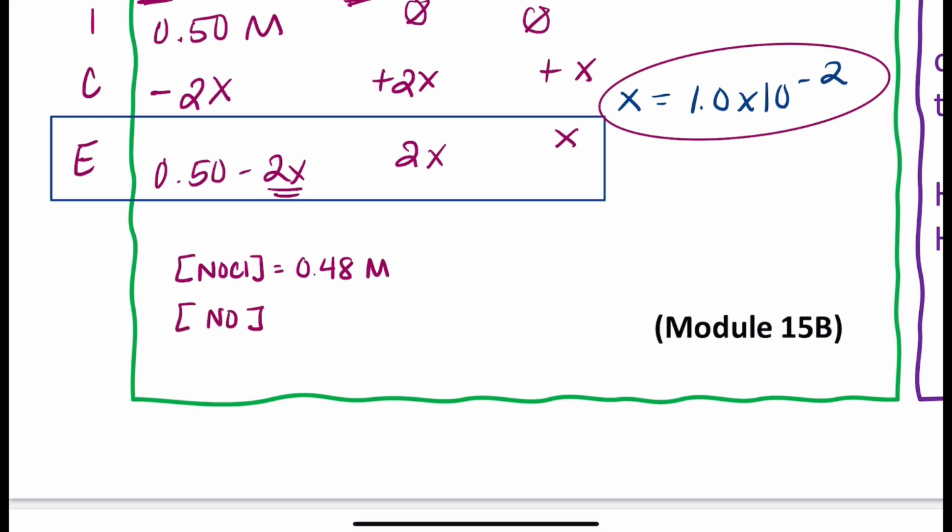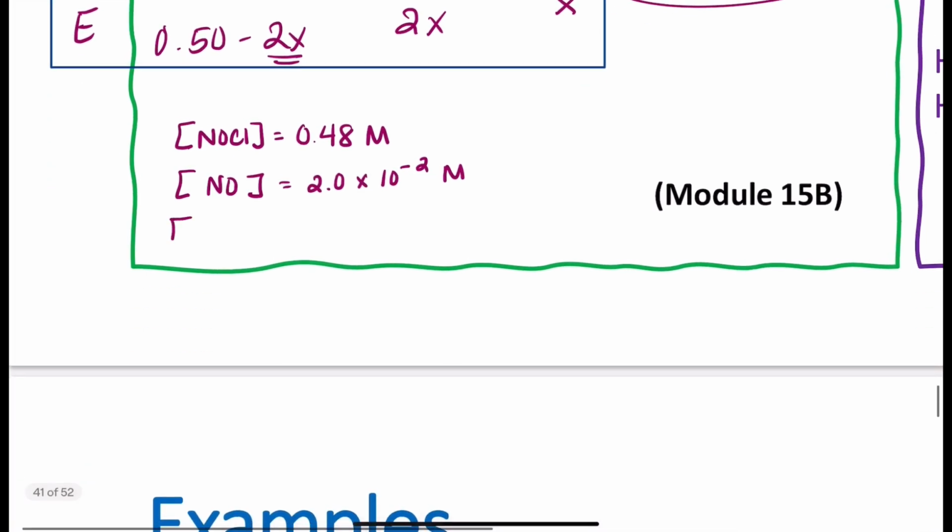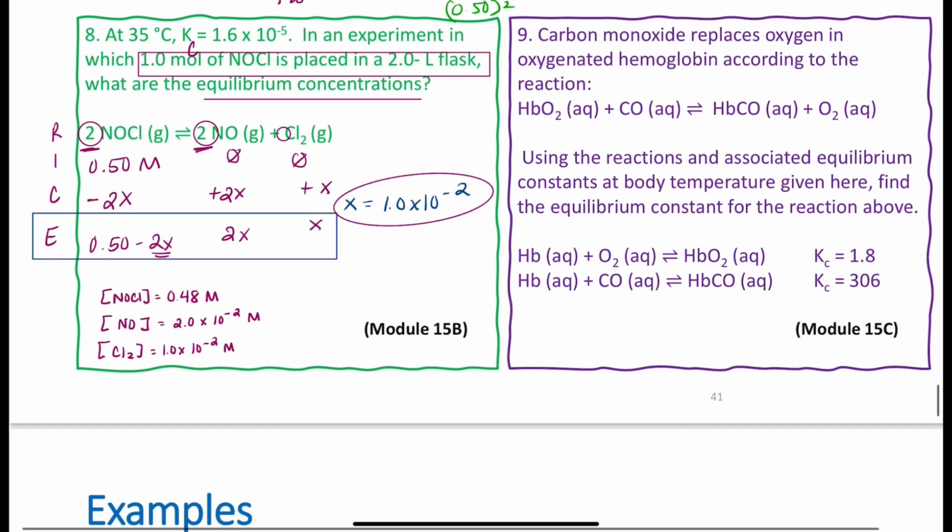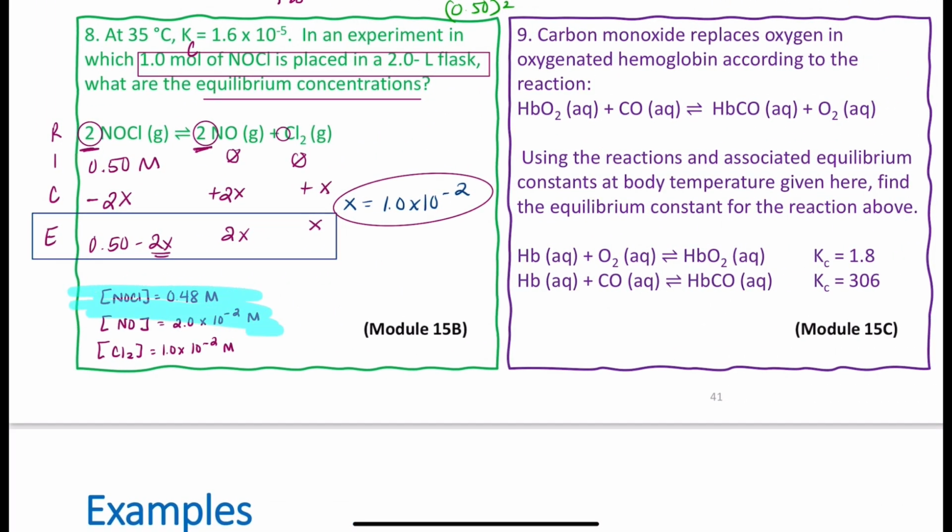My NO value is 2.0 times 10 to the minus 2 molar. And my Cl2 value, 1.0 times 10 to the minus 2 molar. You don't have to keep those in scientific notation. You can put them in non-scientific notation. Just make sure that you write 0.020 and 0.010 because of sig figs. So 0.020 molar, 0.010 molar. That's fine too.